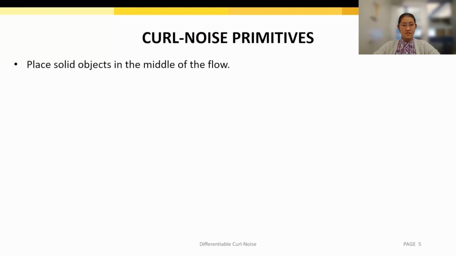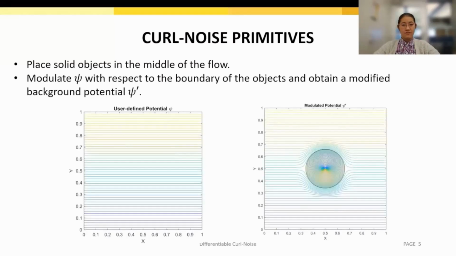Then we place solid objects in the middle of the flow, and we modulate the user-defined potential psi in the regions near the obstacles, such that we make the boundaries of the object an isocontour of the modified potential. Therefore, the fluid does not flow into or out of the objects, and we obtain a modified background potential psi prime. In the plot below, we set the boundary of the circle to be an isocontour of our modified potential psi prime.